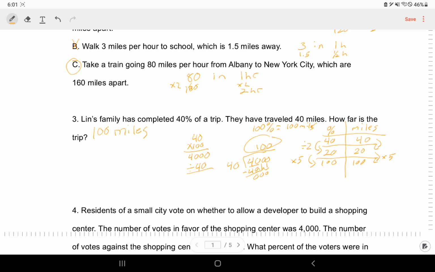And we can do the double number line. Number, percent. So there's 40 and 40. Well, here's 20. And so we're counting by 20s. 60, 80, 100. So 100% is 100. And so it's the same idea.